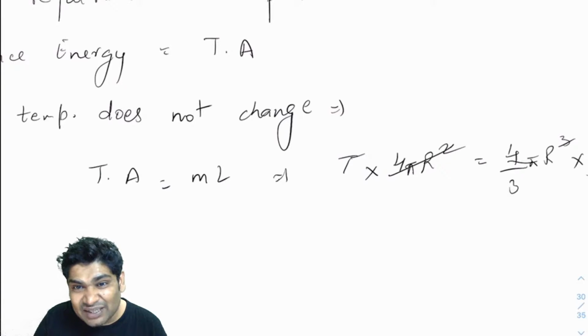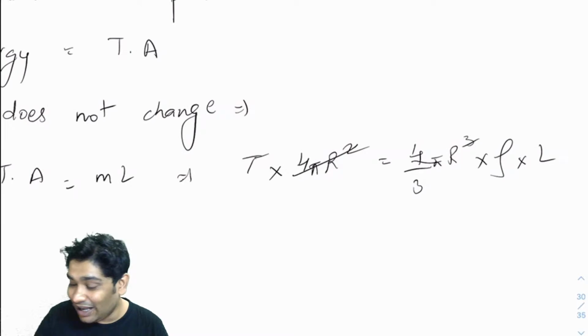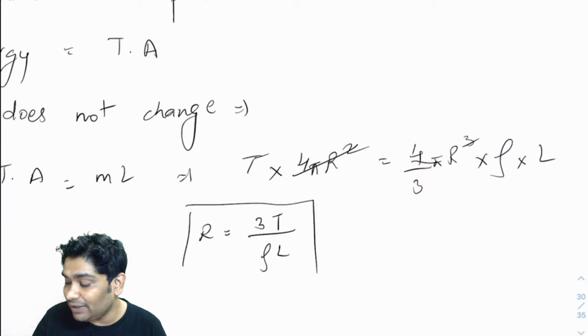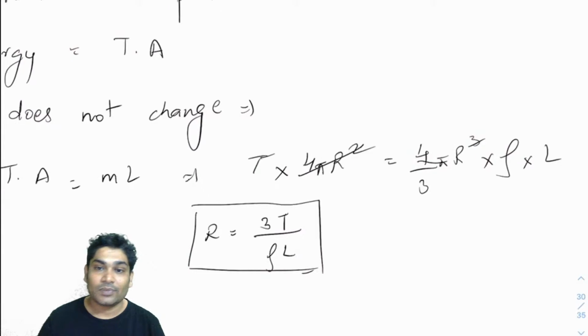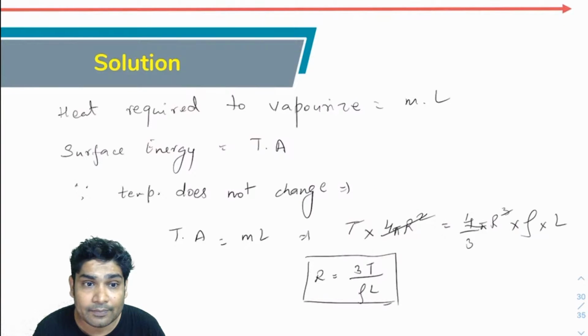Okay, so you guys are giving some wrong answers. No, not 2T. It would be 3. So r would be 3T over rho L. That would be the answer. This drop can completely vaporize. This would be the answer.